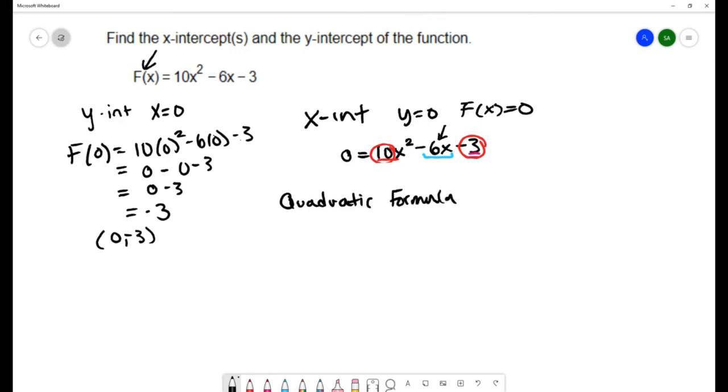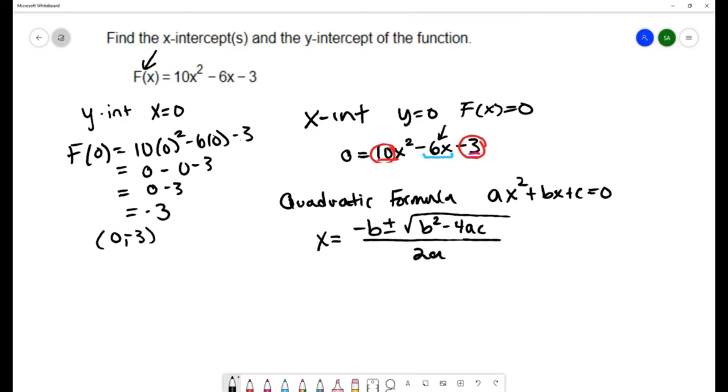With the quadratic formula, you can take any quadratic, and a quadratic equation would have the form ax squared plus bx plus c equals 0. And you can find the solutions to that quadratic equation by following this formula using the a, b, and c that are the coefficients. And that formula is -b plus or minus the square root of b squared minus 4ac all over 2a. So we're going to do that with our example.